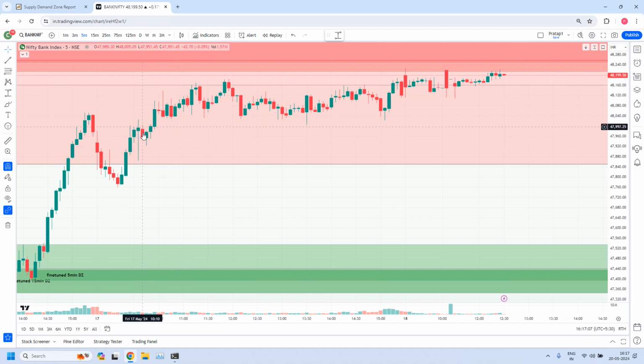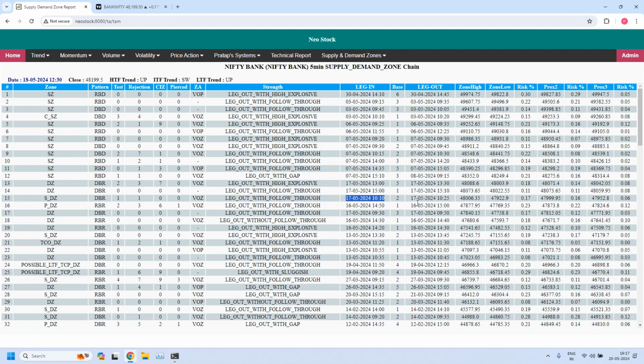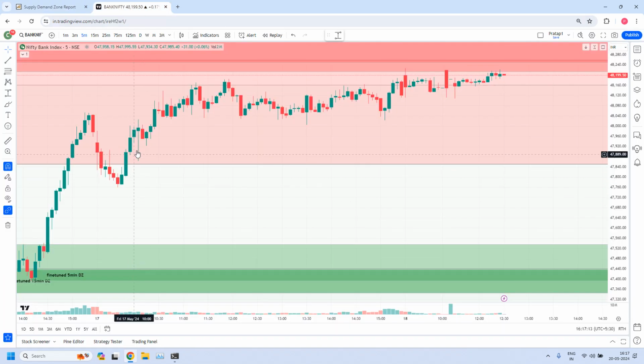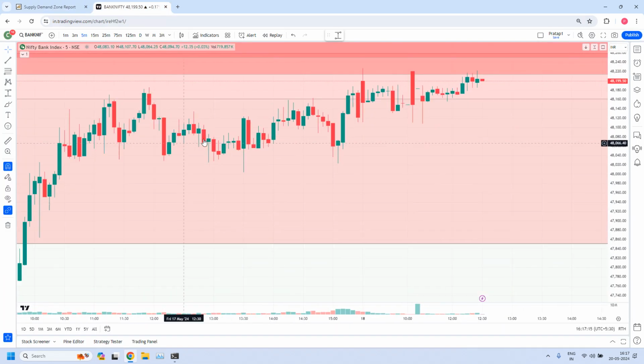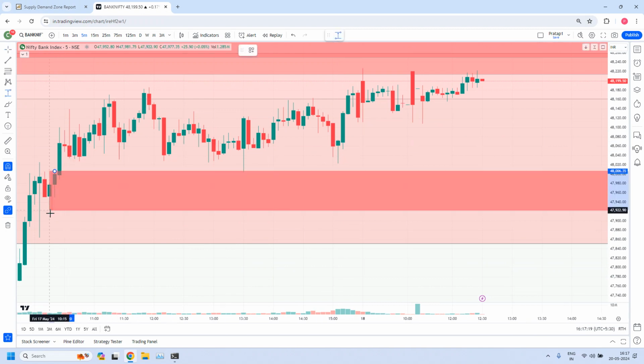10 minutes. Okay, here we have, how many two base candles are here? Yeah, two base candles. At 10:25, we have a leg out candle. This is the one. So this is the high liquidity demand zone.